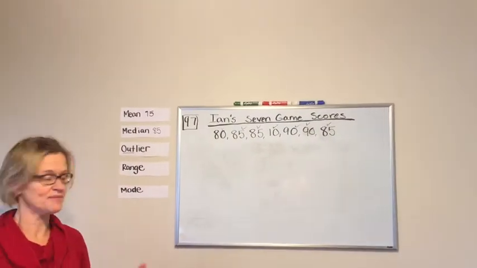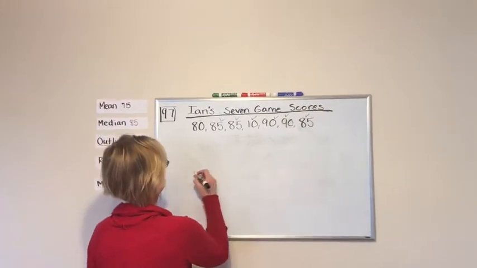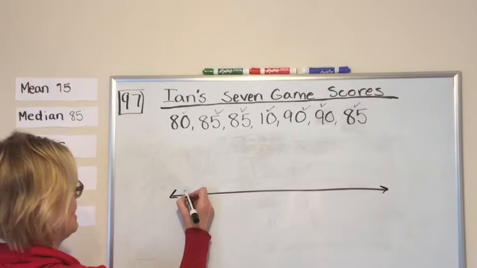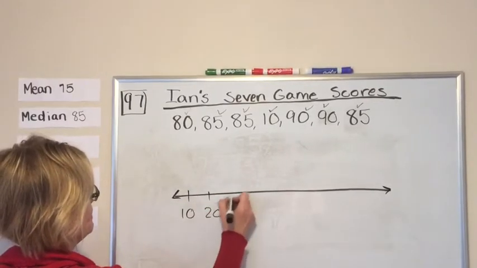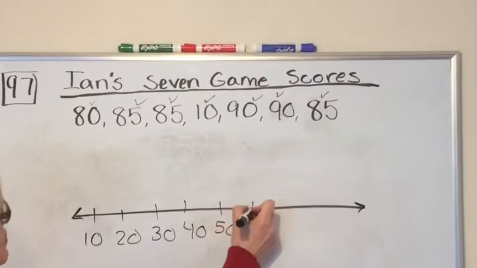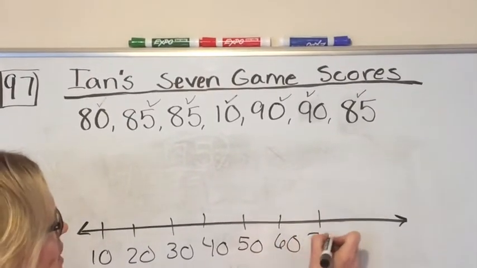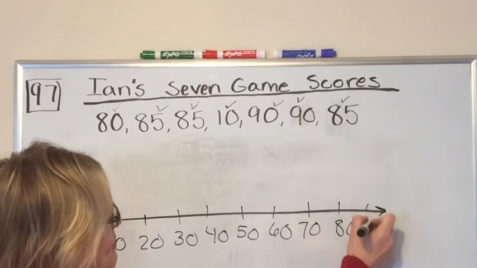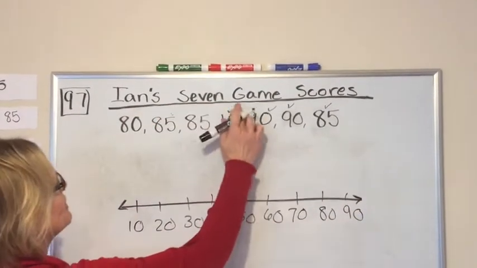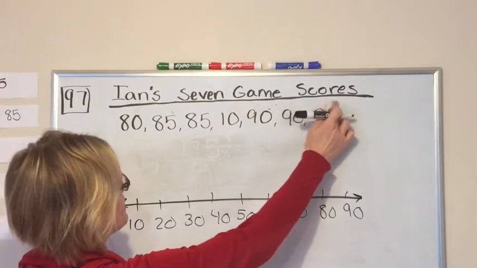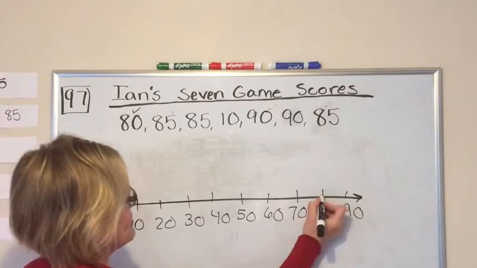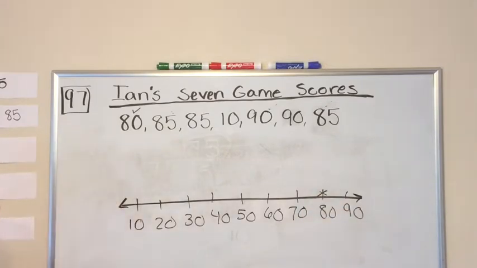So for example, if I was going to create a number line, and I was going to count by tens, and we're going to take a look at our scores here and see where would they fall on the number line. So again, I'll look at my numbers, cross them out as I go. And so I see I have an 80, 180. So I'll put a little X here to represent that number.